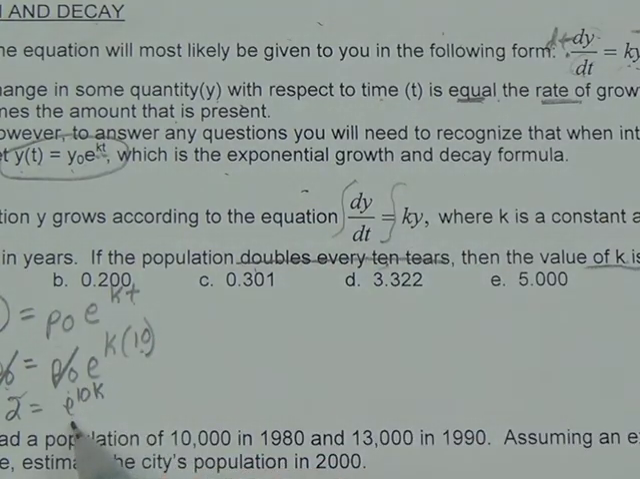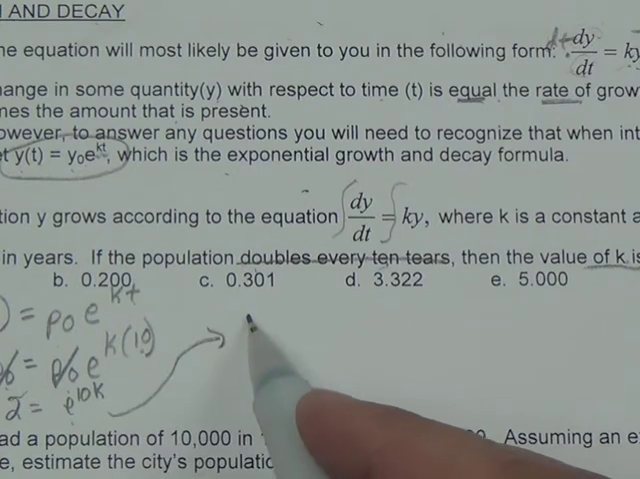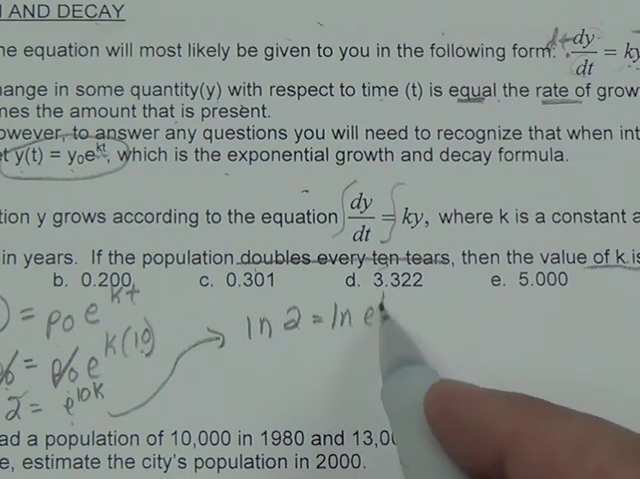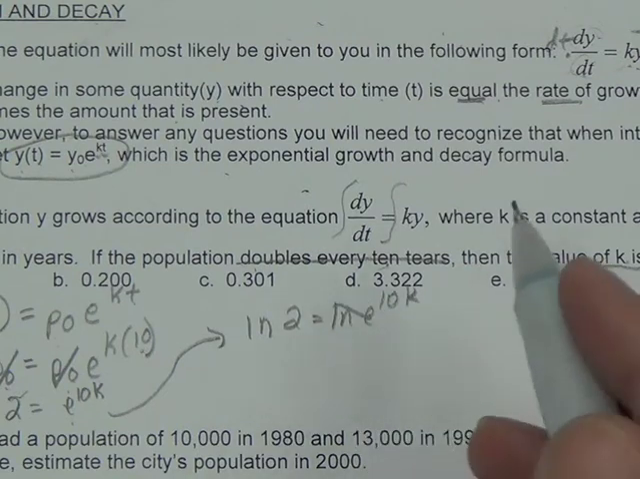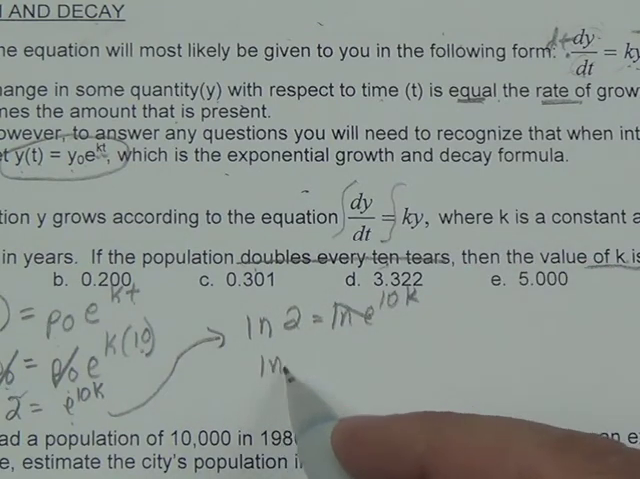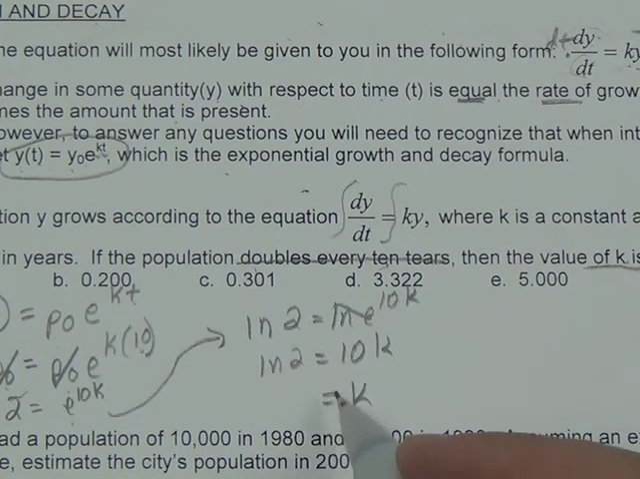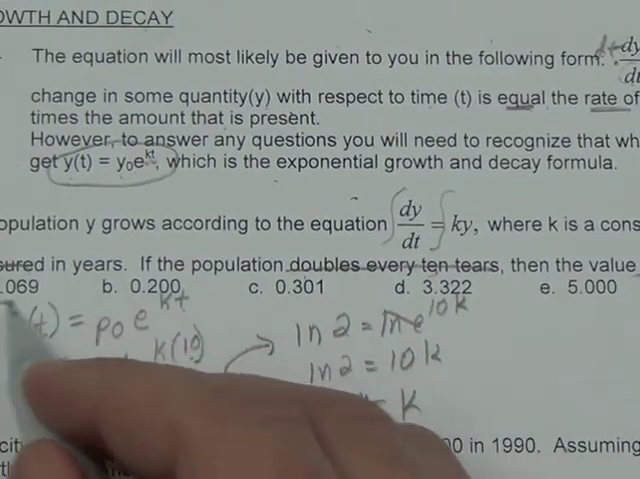To solve for k, we need to get rid of the e. You'd use a natural log to do that. So you do the natural log of 2 equals the natural log of e to the 10k. Those cancel. You get the natural log of 2 equals 10k. Divide by the 10, and you should get 0.069, which is A.